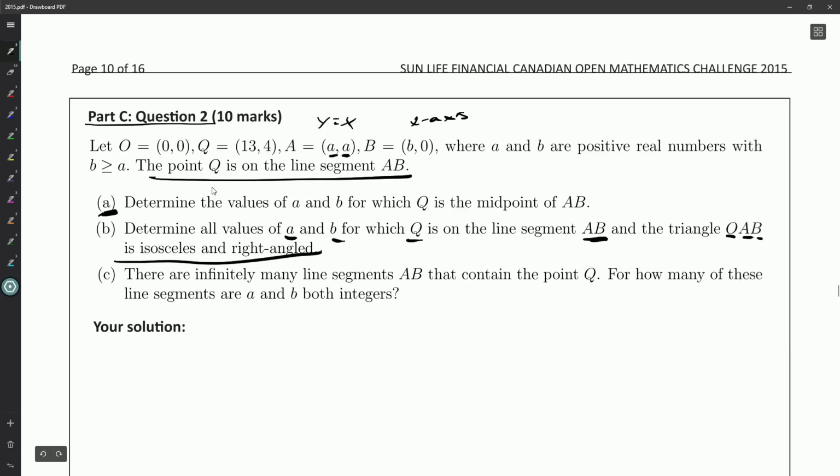How about C? There are infinitely many line segments AB that contain point Q. For how many of these segments are A and B both integers? Okay. So once again, I think we're going to have to dive into a little bit of slope work, a little bit of line work. In the last one, we used the slope of negative 1, but now I think we're going to have to do a little bit more work with our slopes here.